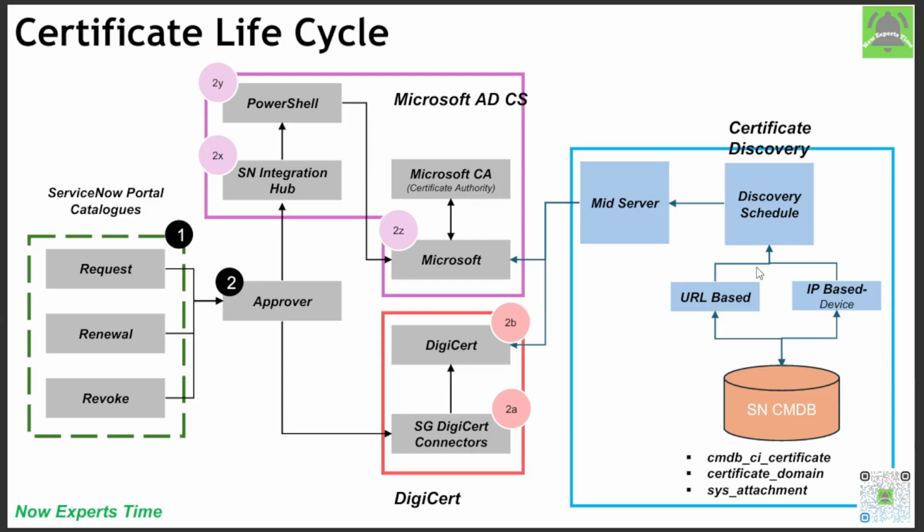So first thing is we need to understand the architecture. In this architecture, I have selected two systems. One is Microsoft ADCS and another one is DigiCert. So these two items, how important they are in your certificate lifecycle management, that's what we are going to talk about in this architecture diagram.